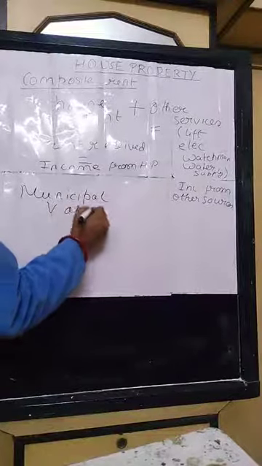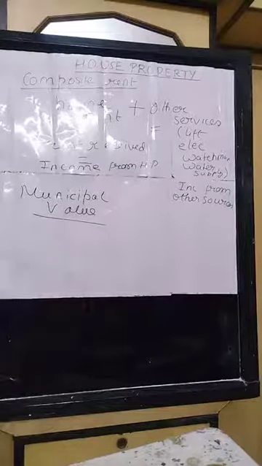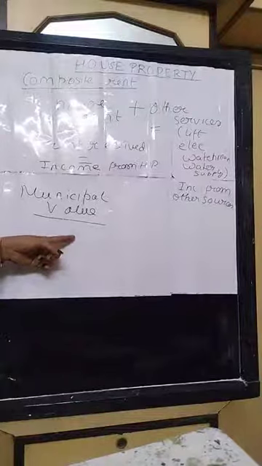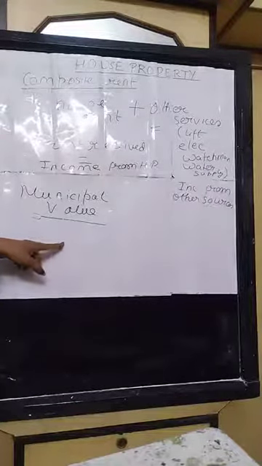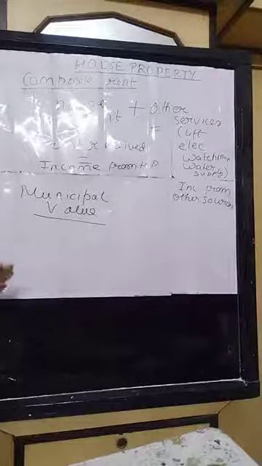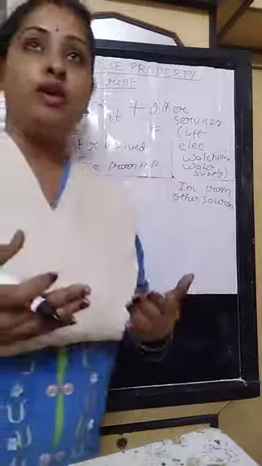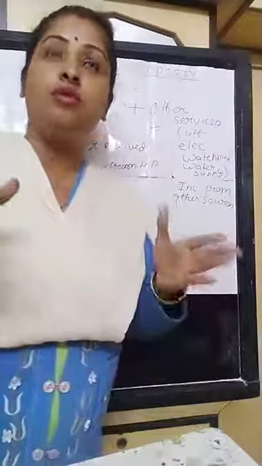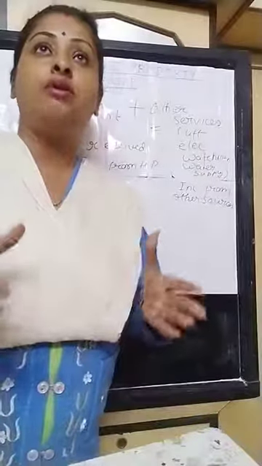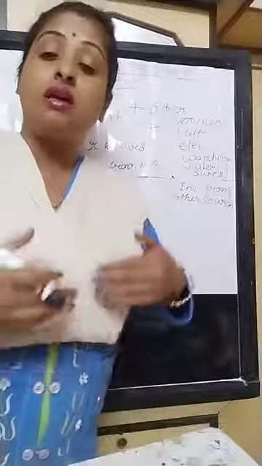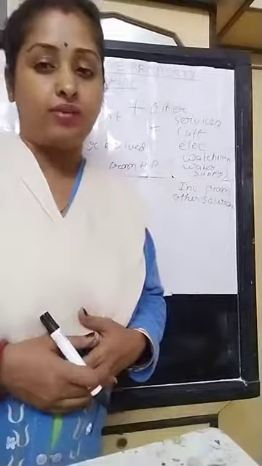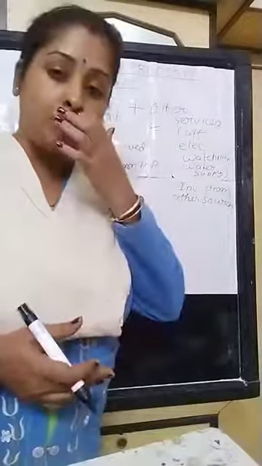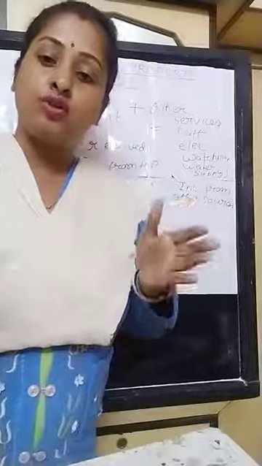Apart from the actual rent received, then comes the municipal value. For the purpose of levying tax on householders, the municipal authority makes an independent assessment to determine the lettable value. It is in the hands of the municipal authority to assess the lettable value. If the house is let out, what will be the lettable value according to the municipal authority? That is called the gross municipal value.